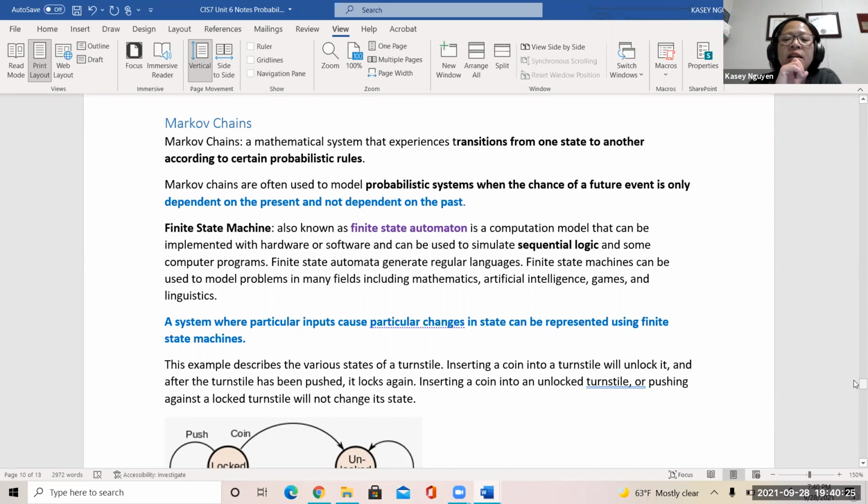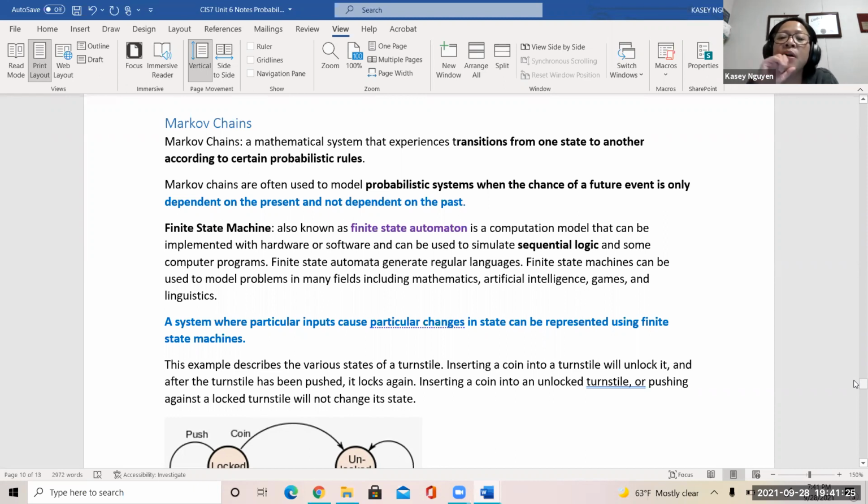So for the finite state machine, the finite automaton, and we're going to come back to this, this is a model that can be implemented using your software and your hardware to simulate sequential logic. If this is the state of the machine, it's going to impact the next state. Finite state machines can be modeled in a lot of different things, from your AI to your games to language to everything in our everyday life, or some of the machines that we use, like vending machines, turnstiles, stuff like that. So a system where a particular input causes changes to the state would represent a finite state machine.